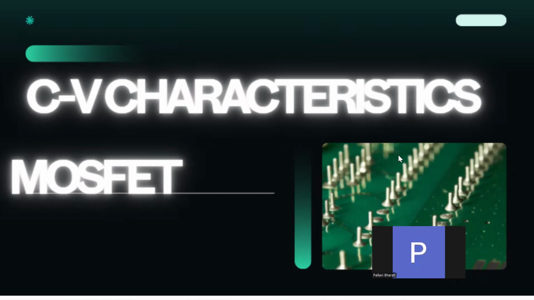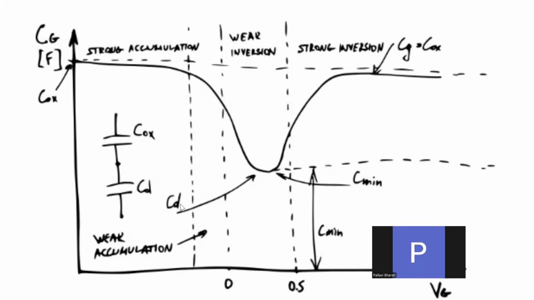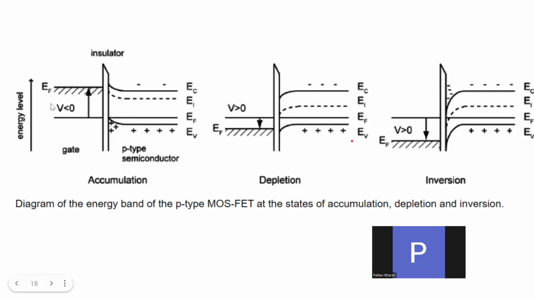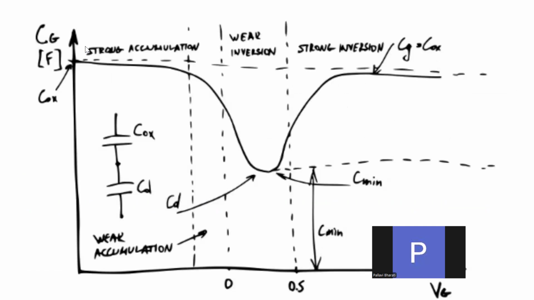Now, this CV characteristic basically explains how the capacitance of the MOSFET changes when the gate voltage is changed. What I am going to explain here is for a P substrate. First I'll write it very clearly so that there is no confusion. So this will be a P substrate N channel MOSFET.